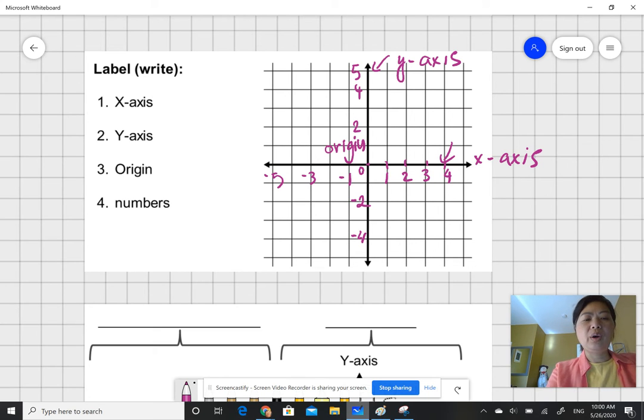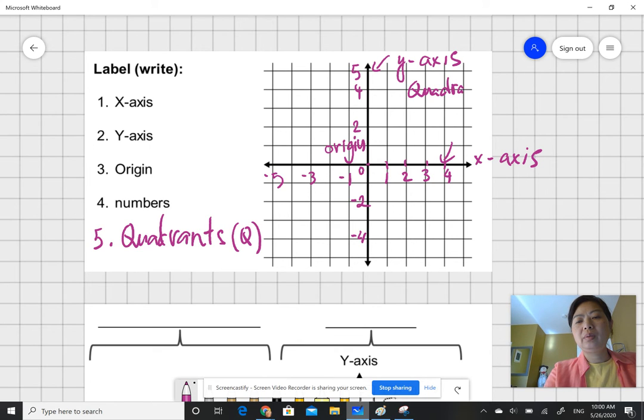And then you also have the quadrant. I'm putting quadrant. So this is quadrant. You can shorten it to Q. You have 4 quadrants. So this is quadrant 1, or Q1. And then this is quadrant 2 or Q2. This is quadrant 3 or Q3. This is quadrant 4 or Q4. Okay, so 4 quadrants.